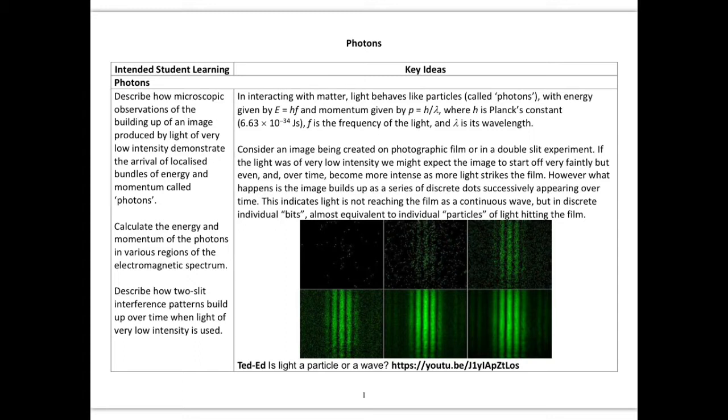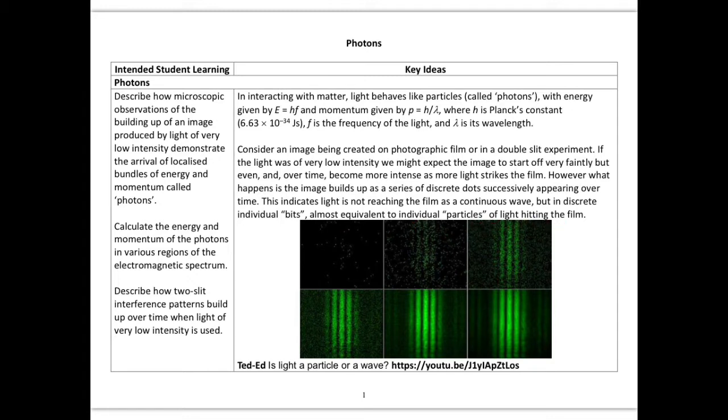Firstly, if we consider an image being created on a photographic film in a double-slit experiment, if the light was of very low intensity, we might expect to see the image start off very, very faintly, but over time become more intense as the light strikes the film. So this image would start off as very faint and it would just get more intense, more intense, more intense. But even when it's really faint, the image would be there. It would just be a faint image. However, what happens is the image builds up as a series of discrete dots successively appearing over time. This indicates light is not reaching the film as a continuous wave, but in discrete individual bits, almost equivalent to individual particles or photons of light hitting the film.